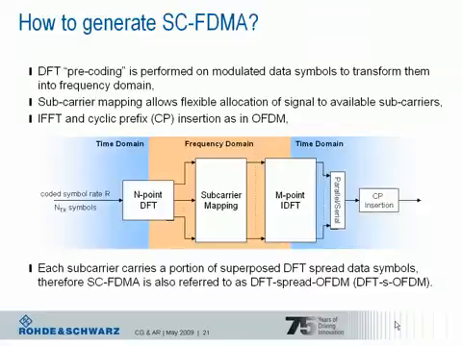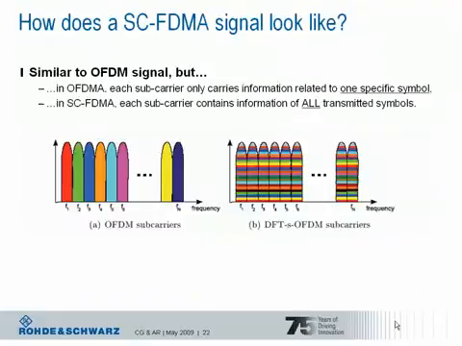So what does the DFT do? Well, first of all, it is a mathematical operation, but compared to OFDM in the downlink, where each subcarrier carries just one specific modulation symbol, the DFT takes the symbols and spreads them over the available subcarriers. In that way, each subcarrier carries a portion of superposed symbols, therefore single carrier FDMA is also referred to as DFT spread OFDM.